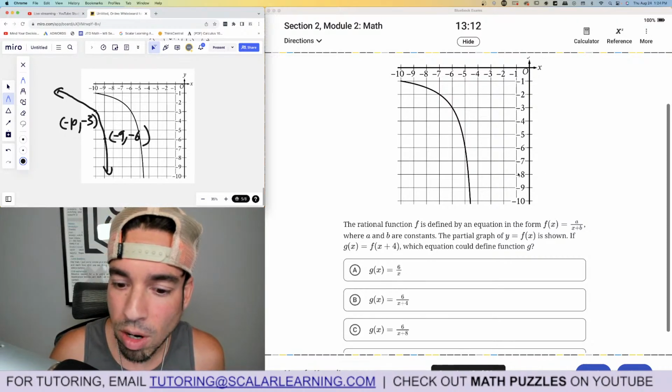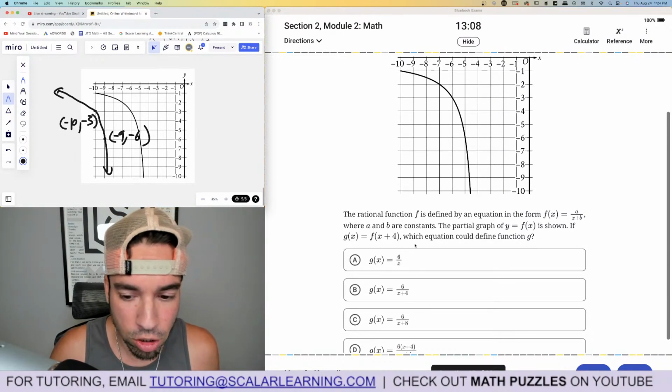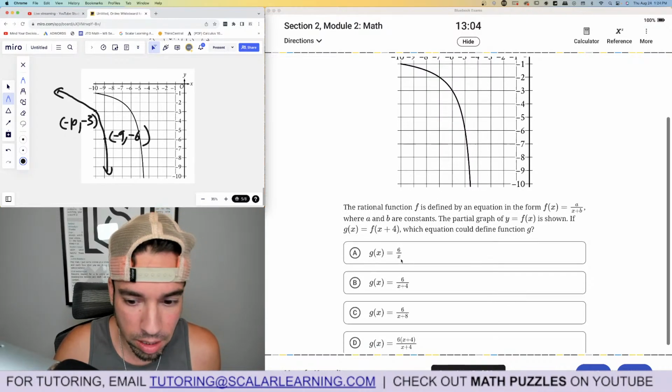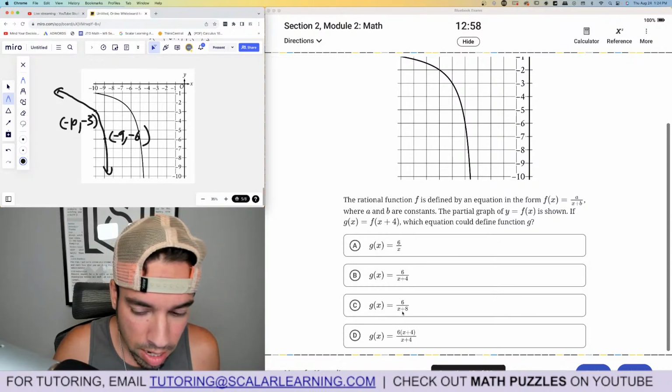Yeah, because that is the graph. So I don't even care what A and B are, right? It doesn't matter. I can just plug and chug. So if I plug in negative 9, I'm clearly not getting negative 6. That's wrong. If I plug in negative 9, I get 6 over negative 5. That's wrong. This one works.